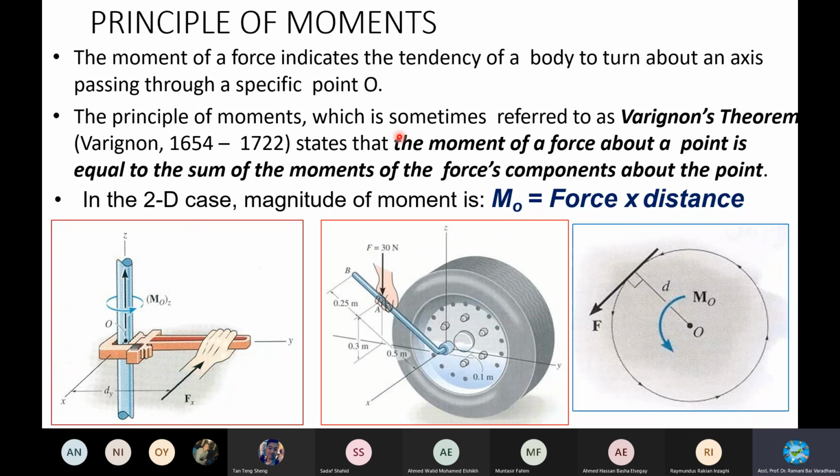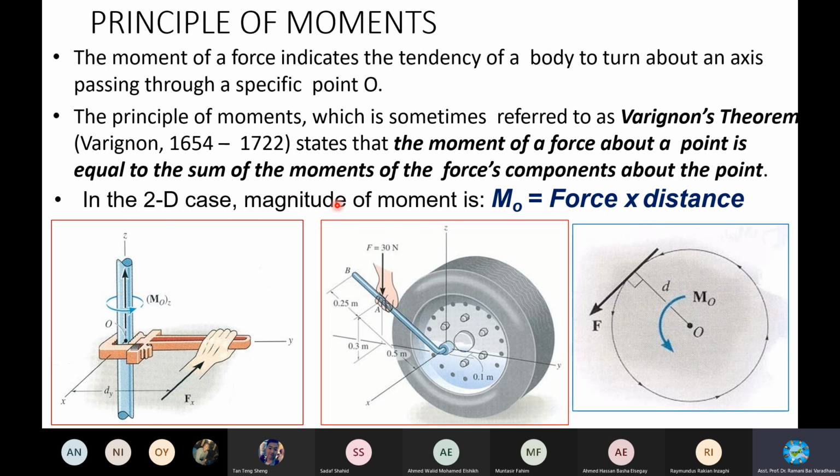The principle of moments, sometimes referred to as Varignon's theorem, goes way back to the 17th, 18th century. Maybe the Greeks and Romans were the pioneers of our civil engineering construction: Rome, Greece, Athens, buildings. The moment of a force about a point is equal to the sum of the moments of the components of the force about the point. That means the moment should nullify. The resistive moment should nullify so that the member is stable for any type of loading that is coming on. That's the meaning of this.